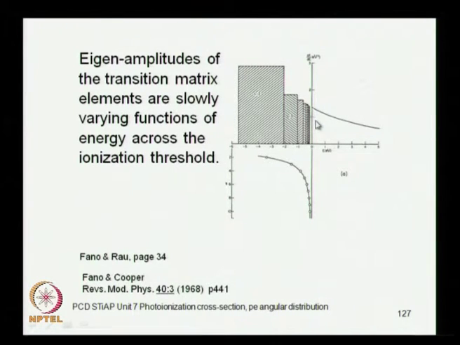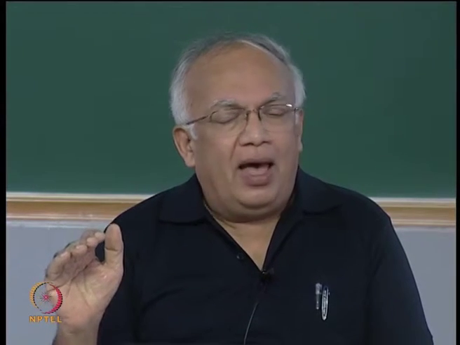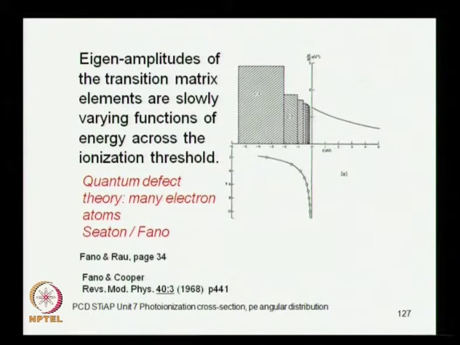So, the ionization threshold is over here, and if you take a very small energy region delta E near the ionization threshold, in this region the matrix element is almost independent of energy, it is hardly changing with respect to energy. This allows you to connect properties of the discrete spectrum with properties in the continuum. There is a good bit of work which has been done by Seaton and Fano, and this takes us to what is known as the quantum defect theory, which is applicable for many electron atoms.